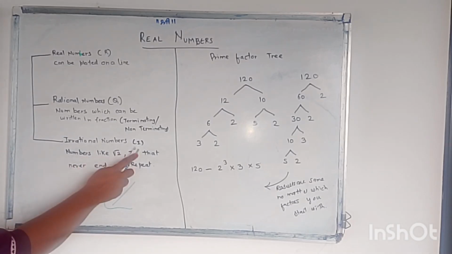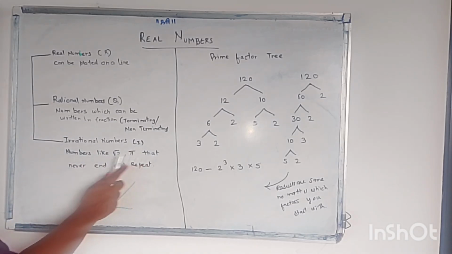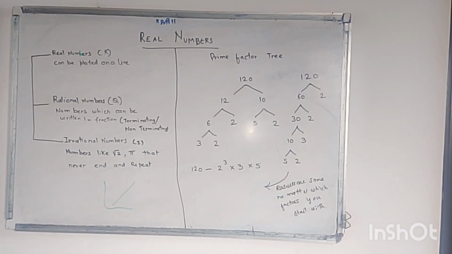Irrational numbers denoted by I are numbers like root 2, root pi, root 3, root 7, which never end and they don't repeat also.